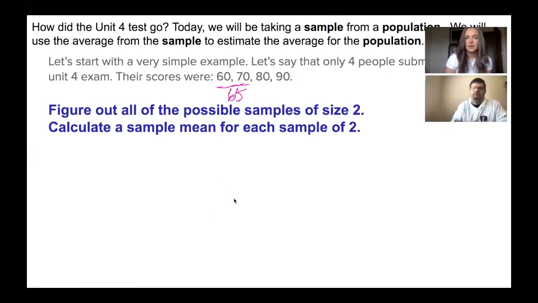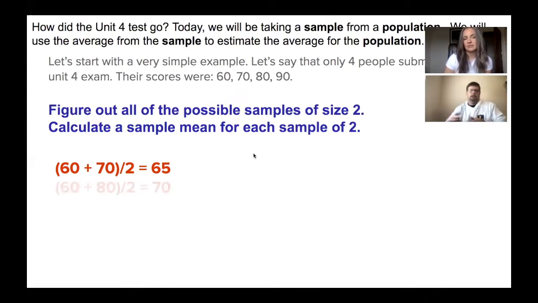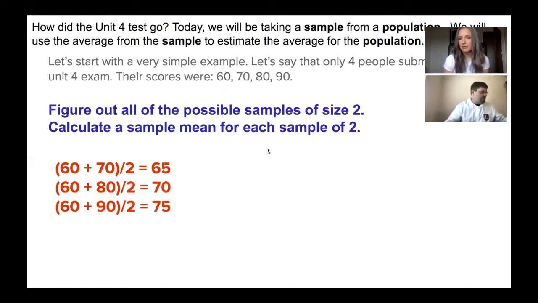Yeah. So I could pick 60 and 70, I get a mean of 65. I could pick 60 and 80, I'd get a mean of 70. I could pick 60 and 90, that would give me a mean of 75. I could pick, picking them randomly out of the hat, 70 and 80. Now I'm figuring out all possible samples.